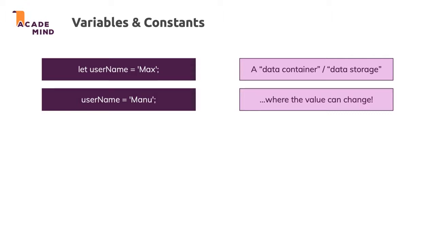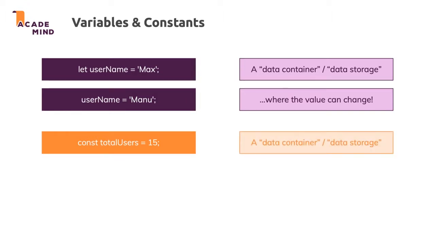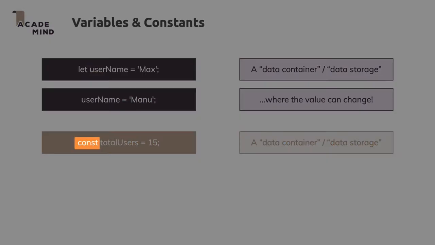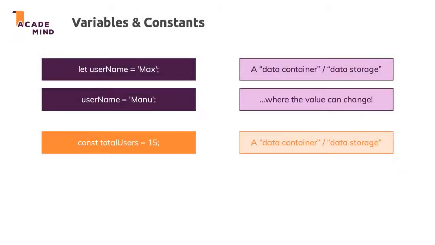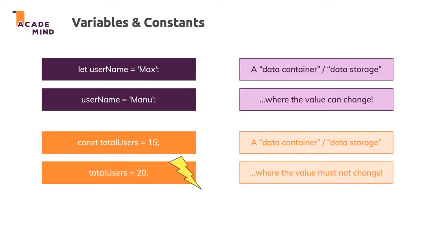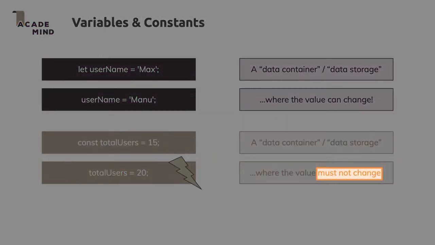Now you also have a special form of that variable, you could say. You have constants. For example, let's say you have a total amount of users in your application, which is kind of fixed. Now that's still a data container, but instead of with the let keyword, you create it with the const keyword, another keyword which is built into JavaScript, which JavaScript recognizes and understands. Now the special thing about constants created with the const keyword is that there you can't change the value. If you try to do that, you'll get an error. So there, the values must not change.